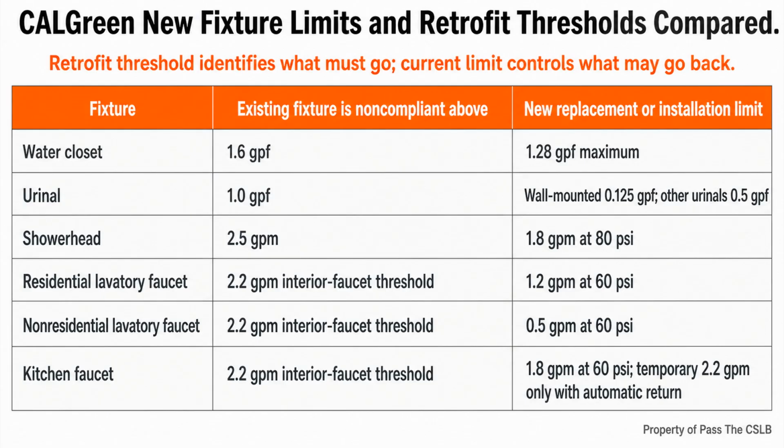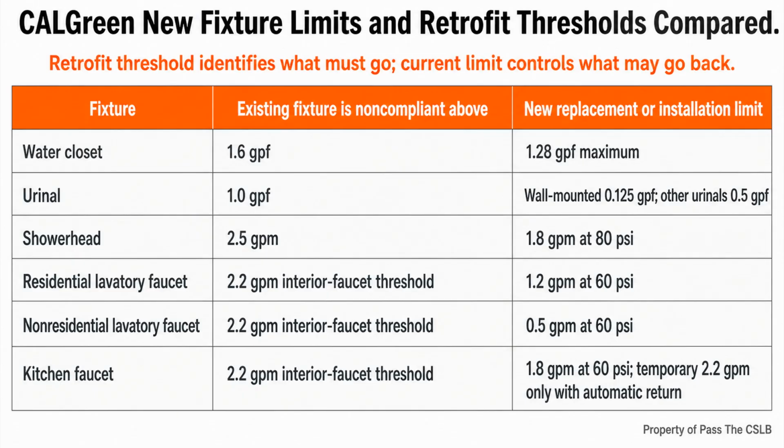The source report describes Tier 1 as a 12% reduction and Tier 2 as a 20% reduction in potable water use. The practical lesson is not to memorize a list of cities because local ordinances can change. The practical lesson is to check the current local adoption before approving fixture submittals. The authority having jurisdiction may require a stricter value than the statewide baseline shown on a general reference sheet.